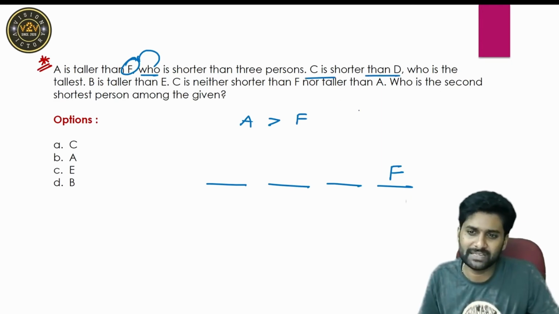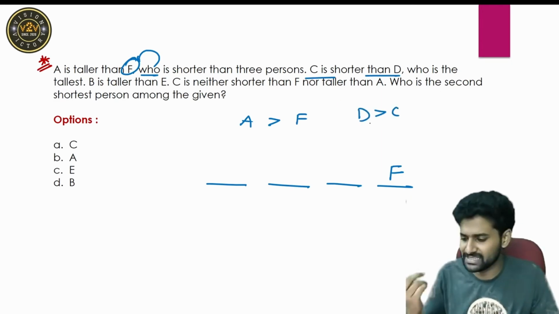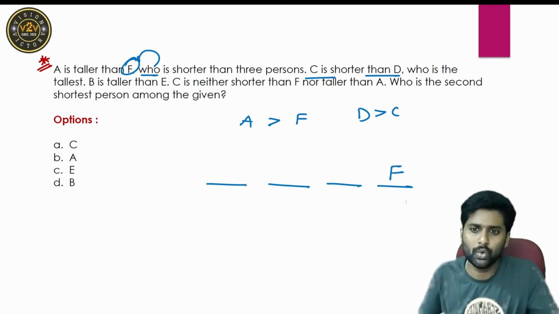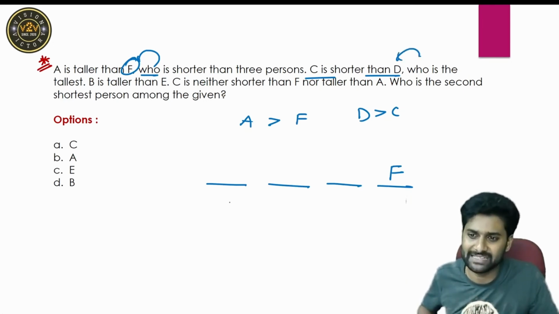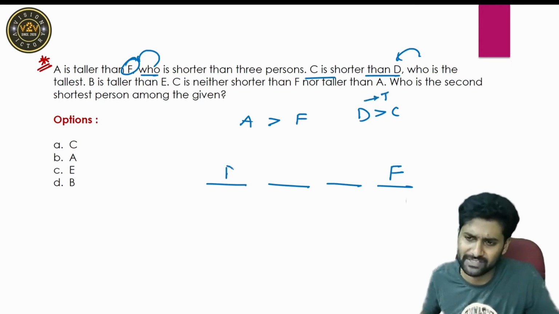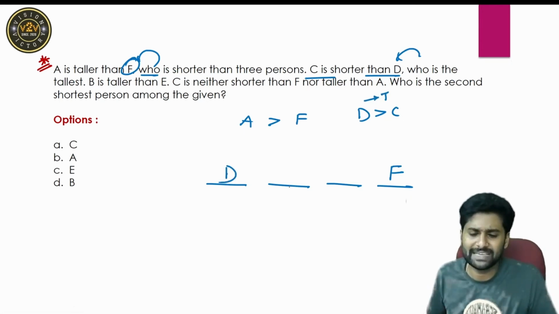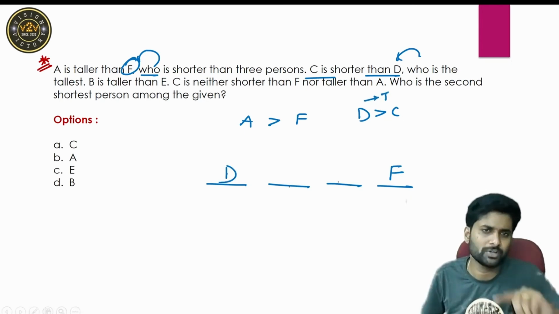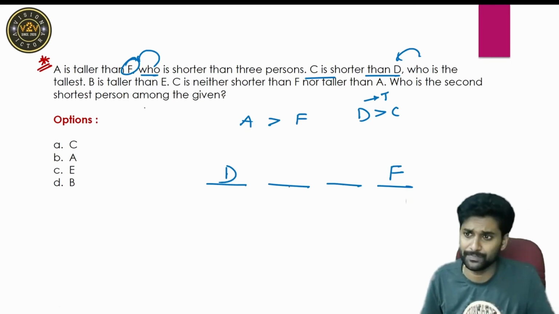She is shorter than D, so D is greater than C. Who is the tallest? D is the tallest, so we can fix D here. But C can be in these two positions, or C can be possible after F also.